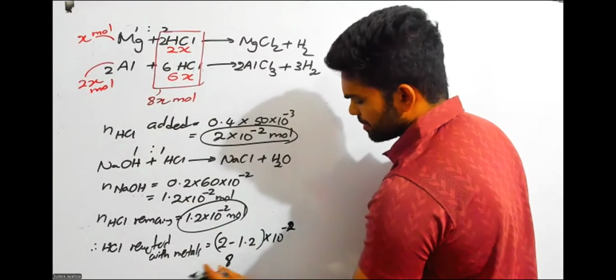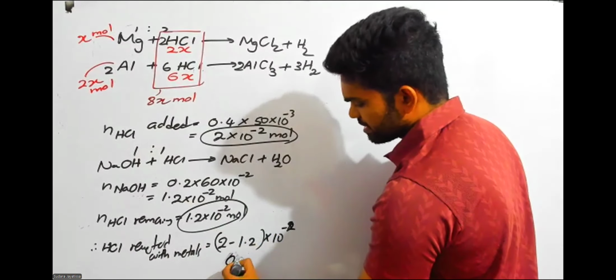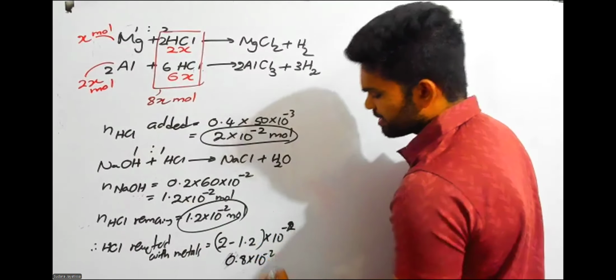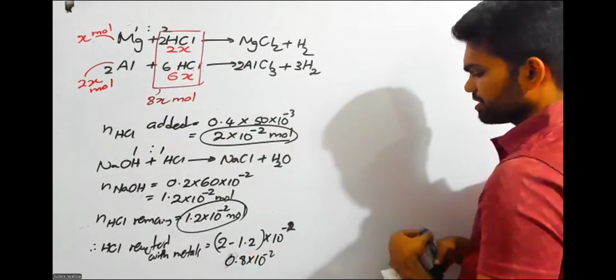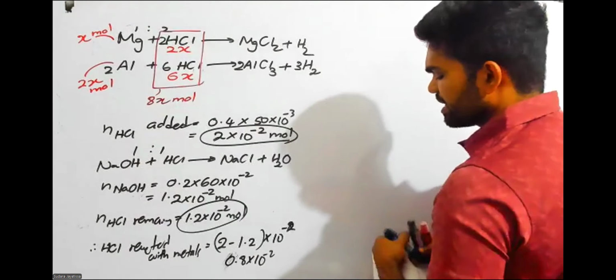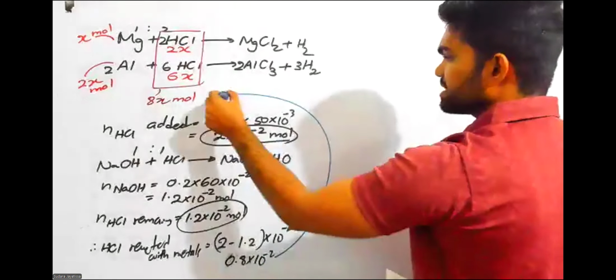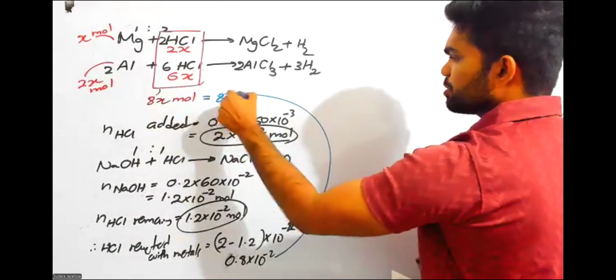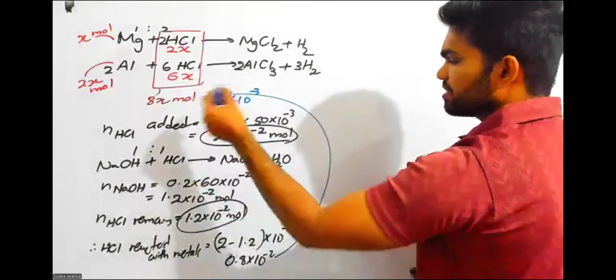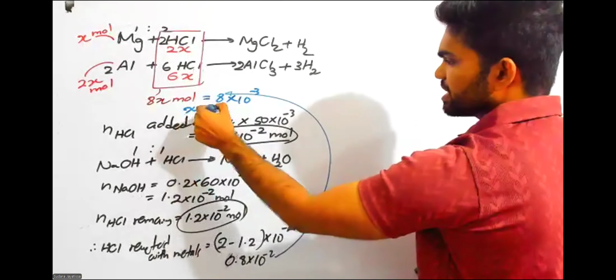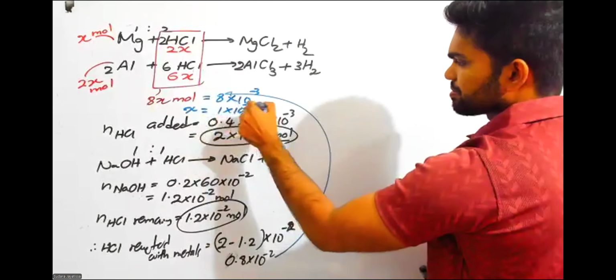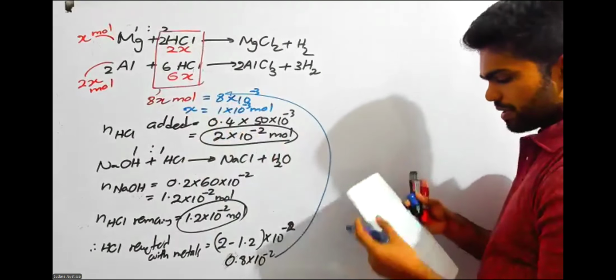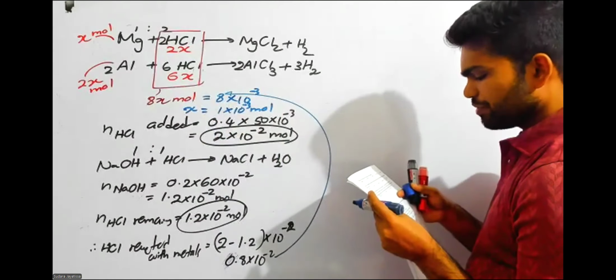Let's write 0.8 first. 0.8 into 10 to the power minus 2. That means this is equal to 8 into 10 to the power minus 3. So therefore, x is equal to 1 into 10 to the power minus 3 moles. Understood? In that way, you can get the value of x.